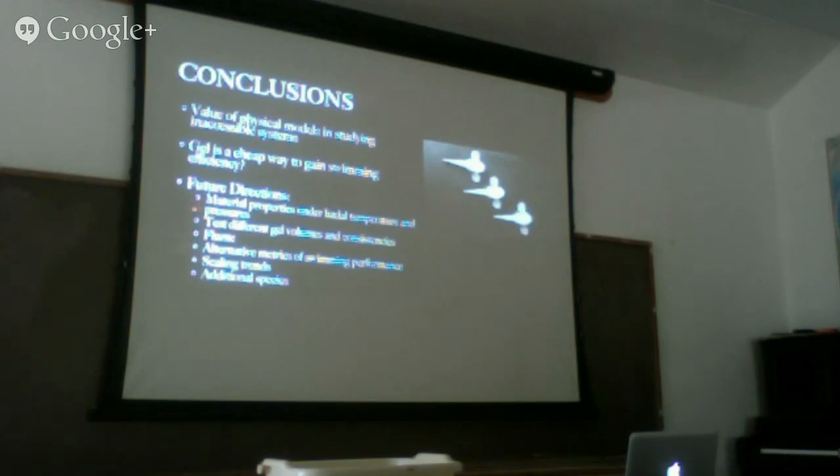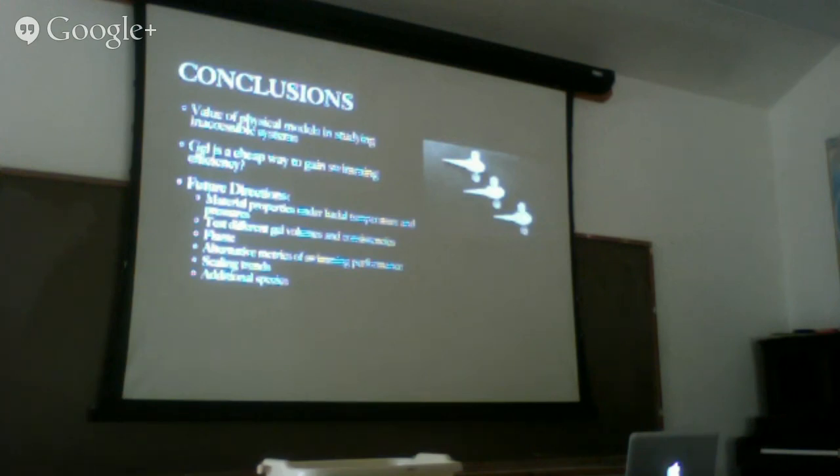One thing that I'd really like to do is look at the material properties of the gel under proper temperatures and pressures, because it would be unwise to assume that it's behaving the same way at atmospheric pressure that it is under a whole lot of water. But the model seems to show that even if it is just water, it could still be beneficial. And then I'd also like to test different gel volumes and consistencies with the model, and then maybe do some work in the flume looking at how water is flowing around the tail when it's at different volumes.